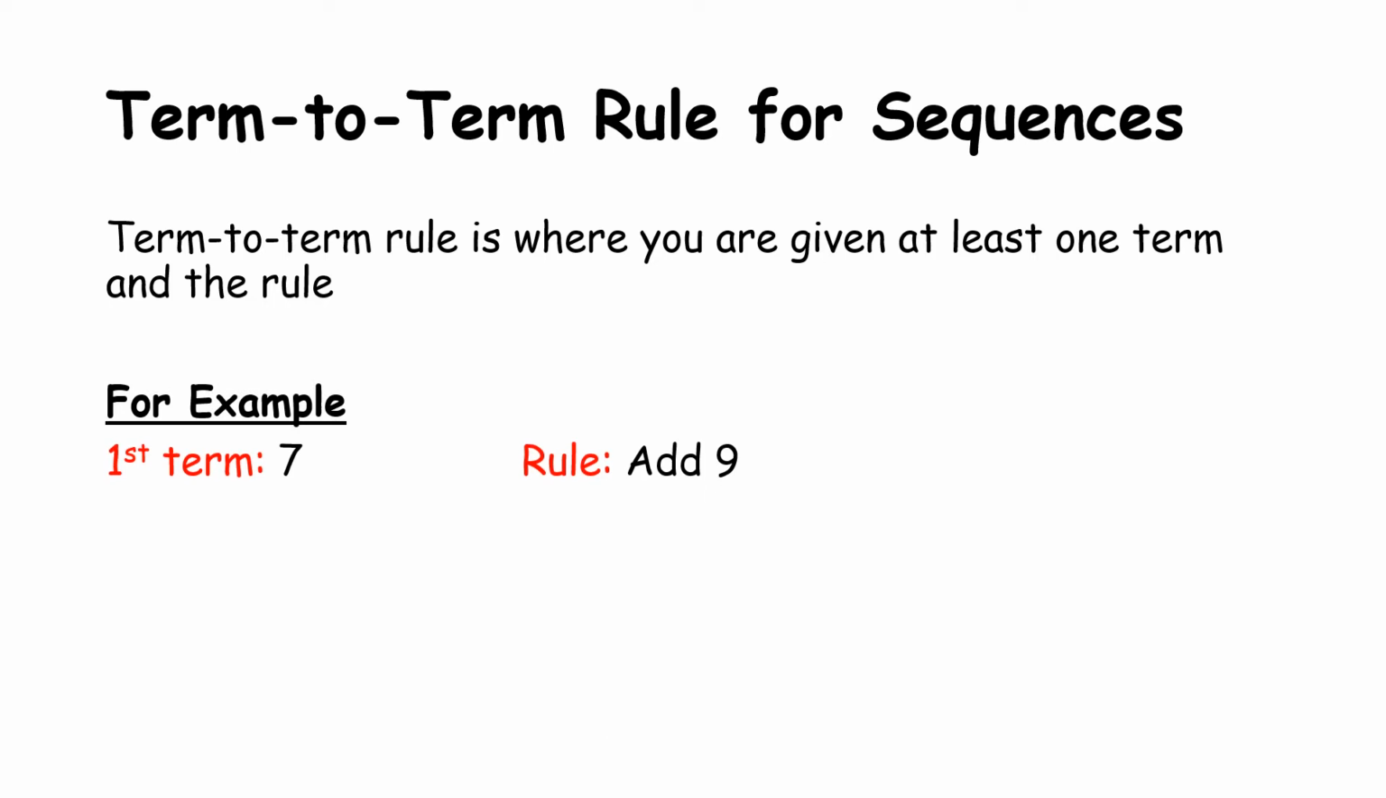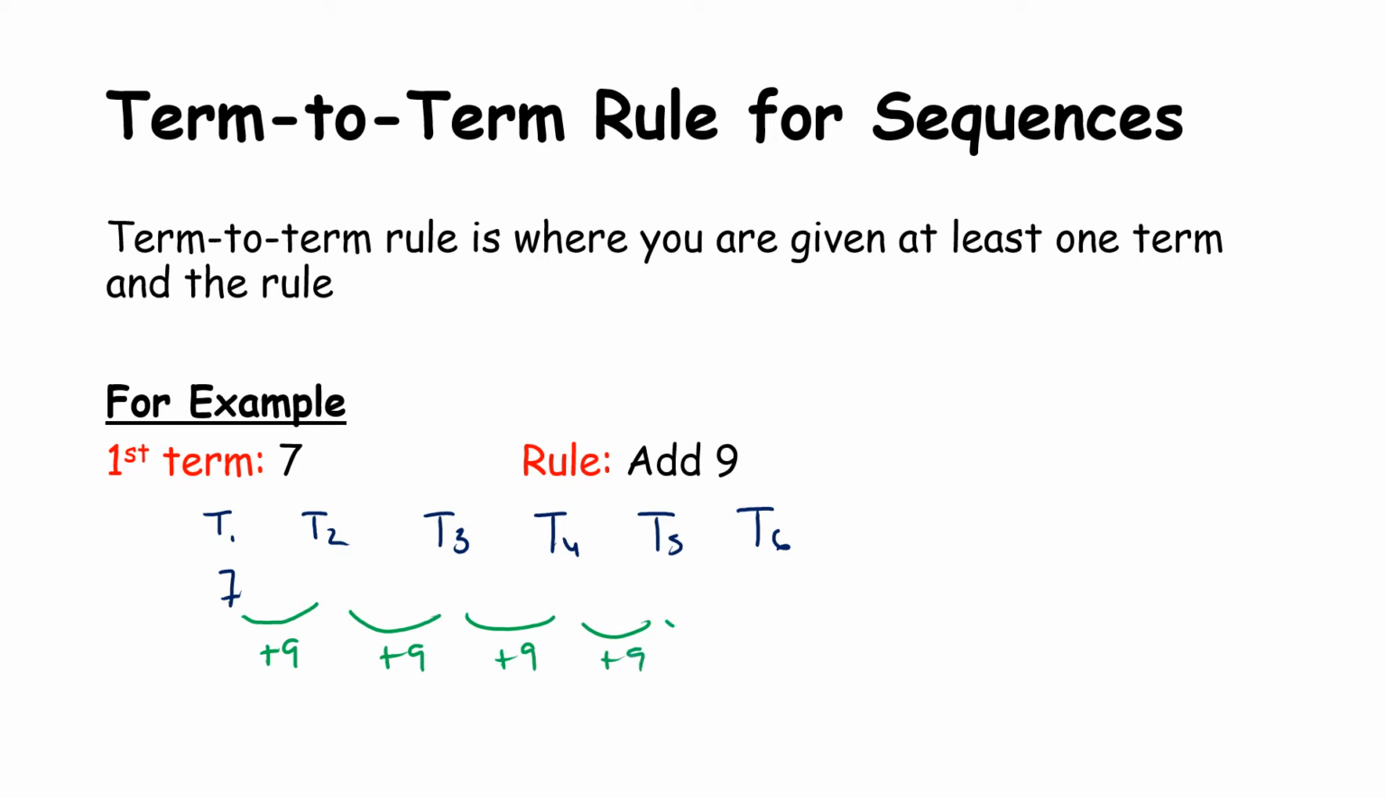So let's take an example. So the first term is 7 and my rule is add 9. So if I wanted to put together, I would talk about T1 is 7 and I want to work out, let's say, 5 terms. So we'll go up to term 6, so 5 more terms. So they've given me the rule and they've said we add 9. So they've given me that part and I need to figure out, well, what are my next few terms. So here I get 16, 25, 34, 43 and 52. So this is how we can generate the sequence of numbers.